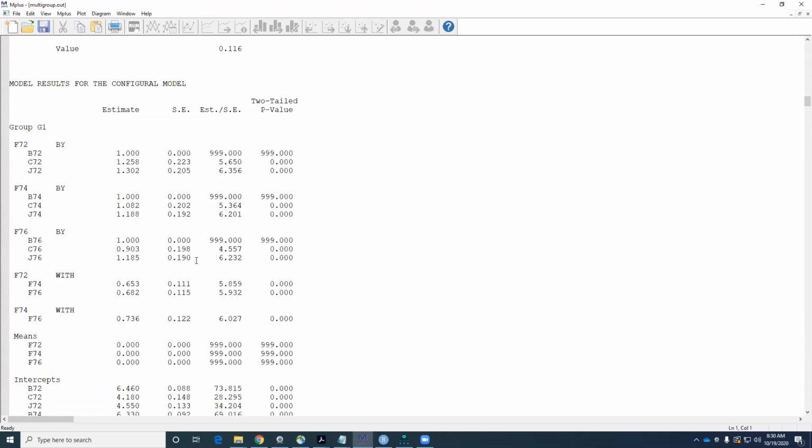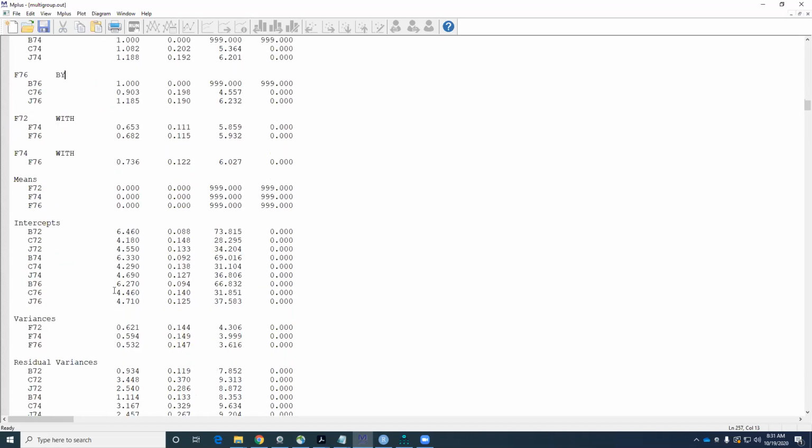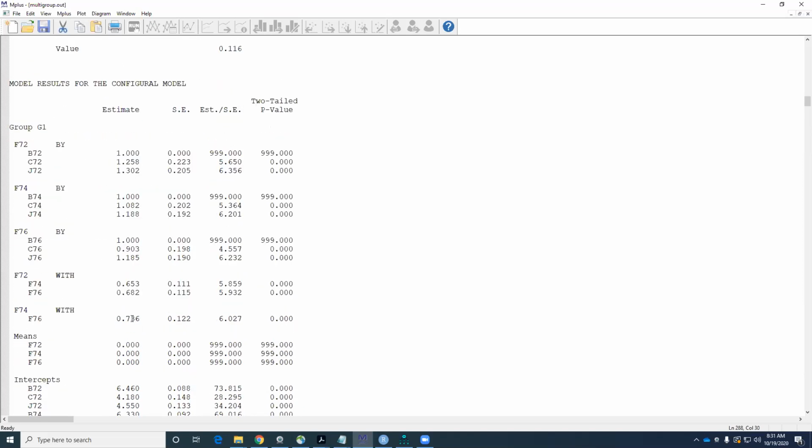Here's the configural model. Well, this configural model by default is going to fix the first loading to be 1 and freely estimate the factor variances. And that's okay. It's a legitimate way to proceed. You may get slightly different results in more complicated models by making slightly different choices about identification.